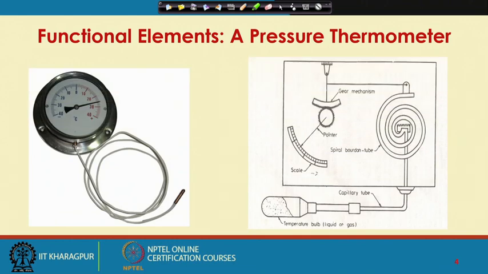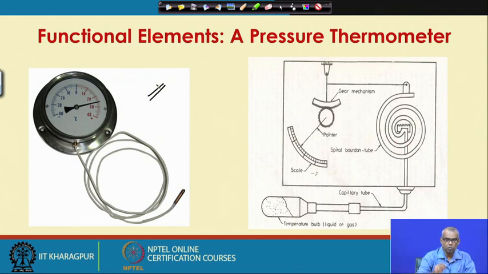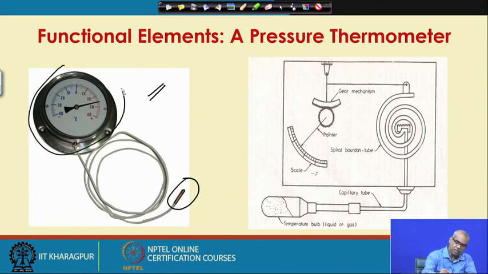So, now let us take an example. This is an example of a pressure thermometer. You have a bulb here and then you have this dial here, and inside this dial we have either the C type Bourdon tube that we just talked about, or you have a spiral type Bourdon tube, which is very similar in function to the C type Bourdon tube.